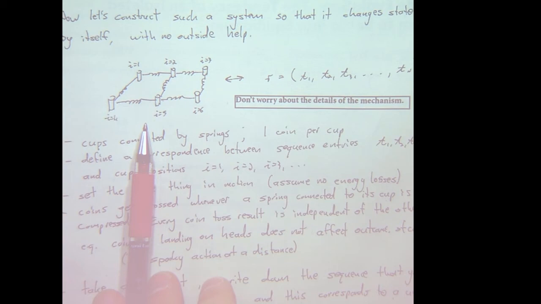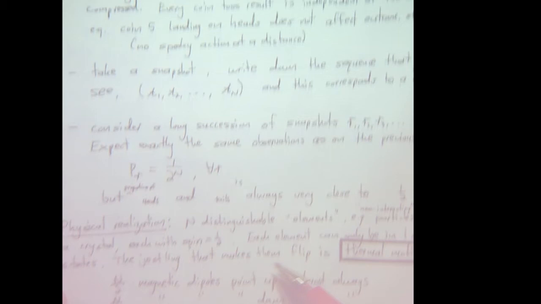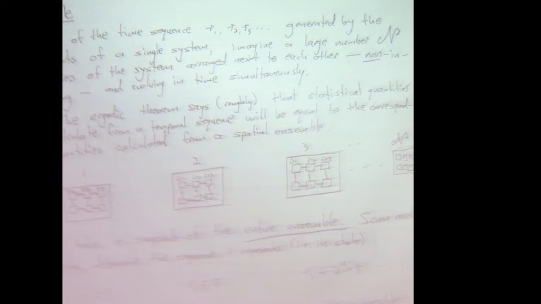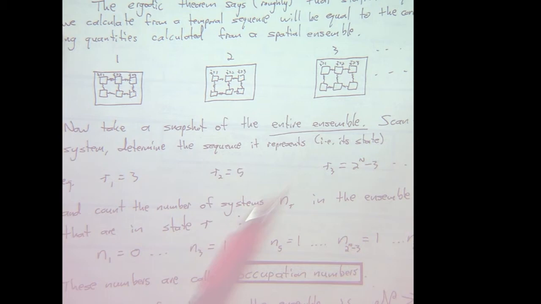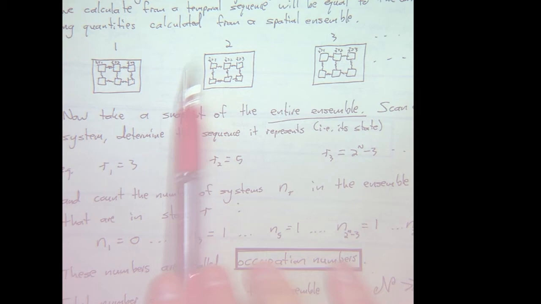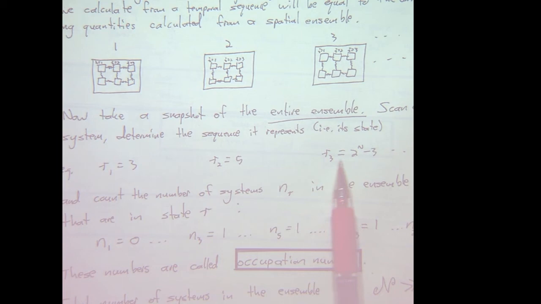Right. The physical realization is just the magnetic dipoles that I was just talking about in that crystal. Okay, so it's actually a physical thing. So here is the ensemble. If I let the ensemble evolve, each of these is isolated from each other. They don't interact. If you take a snapshot of the entire ensemble, you would count a certain number in state number 1, a certain number in state number 2, a certain number in state 2 to the n minus 3, or something, in state number 3, whatever, and you get some distribution at any time. You count the number of systems in the ensemble that are in each state.